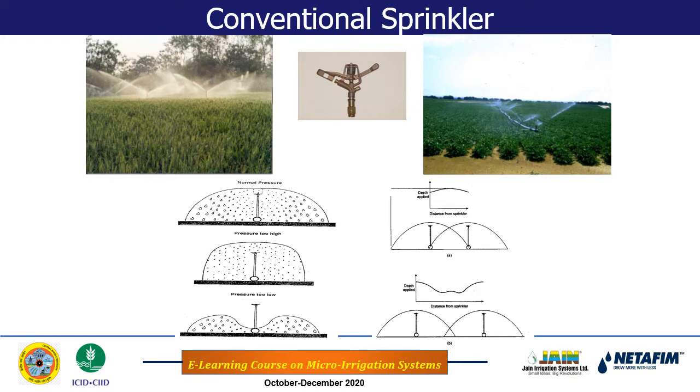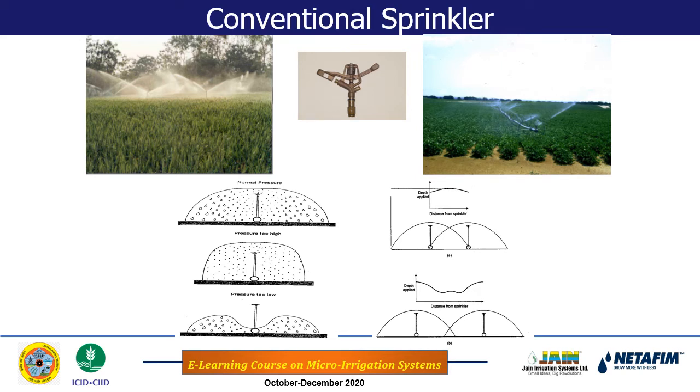But even if we have these things in the field, the temperature and at the same time wind velocity may distort the sprinkling pattern. So when we design the sprinkler irrigation system, we need to be careful.